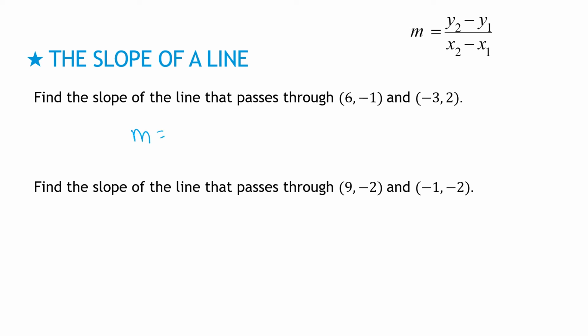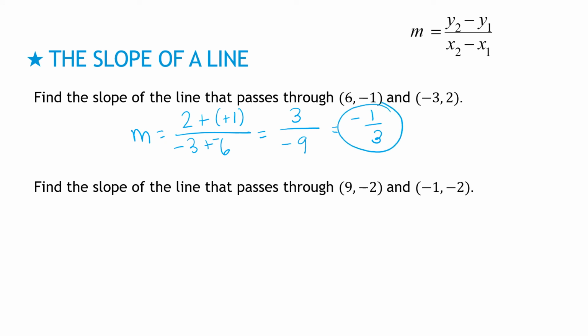M equals, again, I'm going to use them just in the order that they are, x1, y1, x2, y2. So this would be 2 minus negative 1 over negative 3 minus 6. 2 minus negative 1 is 3. Negative 3 minus 6 would be plus negative 6, or negative 9, which is negative 1/3. Notice I put that negative on the top. It's good for you to just get in the habit of doing that, but it is the same as 1 over negative 3. It's still the same slope.